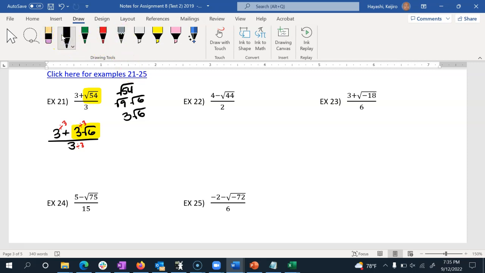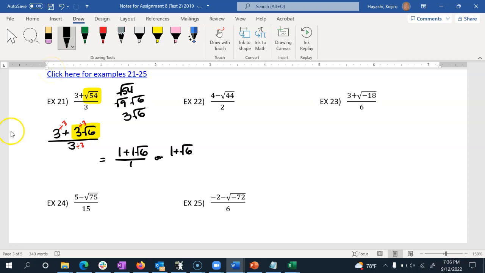3 divided by 3 is still 1. But it's going to be 1 plus 1 square root of 6 over 1, or just 1 plus square root of 6. So that's one way to deal with them, and that's reducing them.